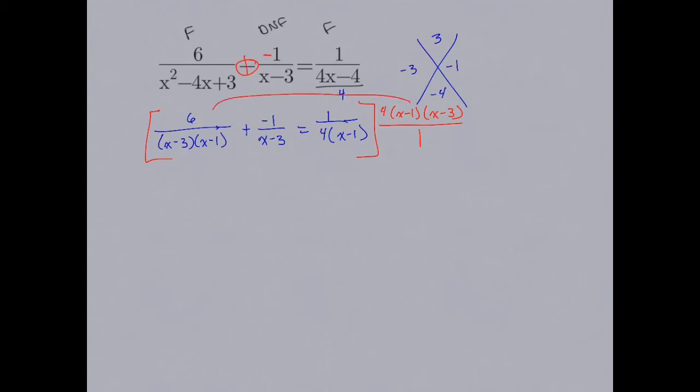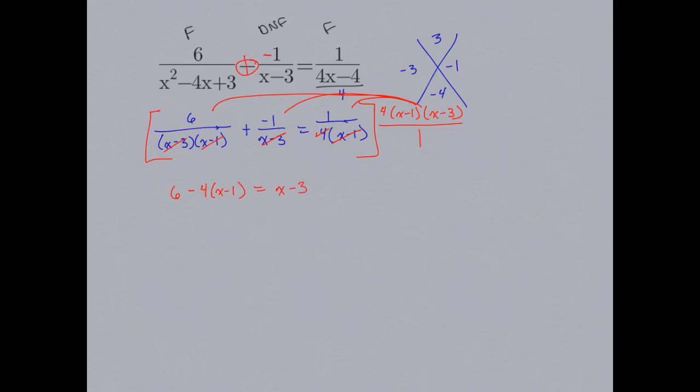So when we multiply it into the first rational expression, the x minus 3 will divide out, and we're left with 6. When we multiply it into the second one, we're left with -1 times 4, so -4. X minus 3 will divide out, so times x minus 1. And then when we multiply it into the third one, the 4 divides out and the x minus 1 divides out, and we're left with 1 times x minus 3, or x minus 3.